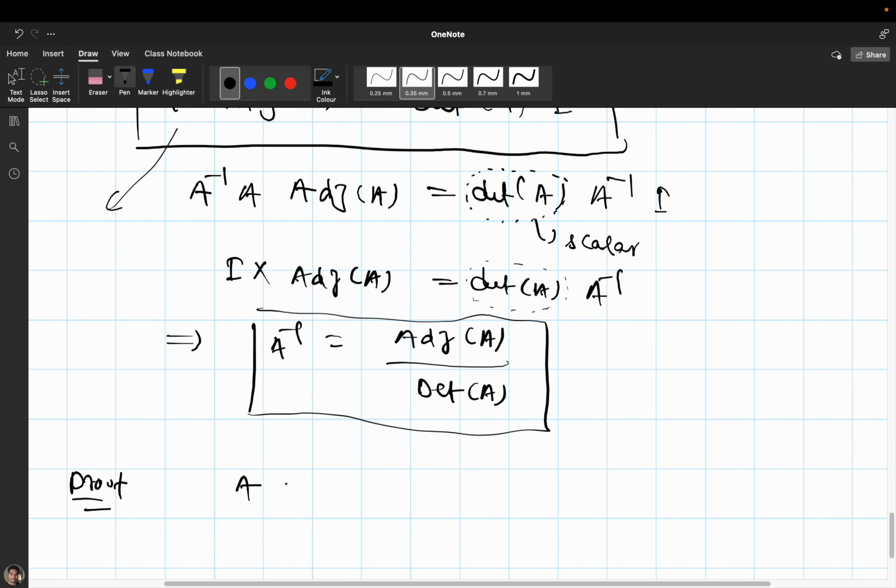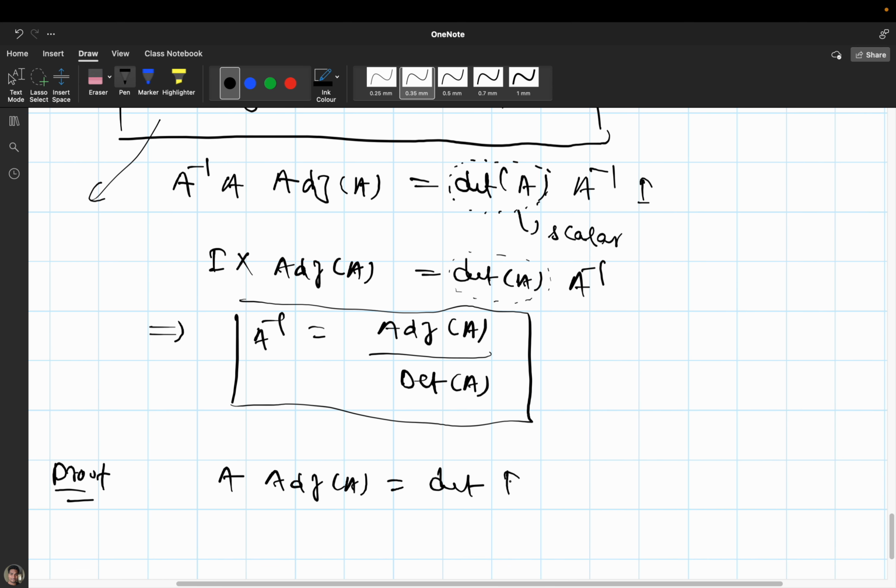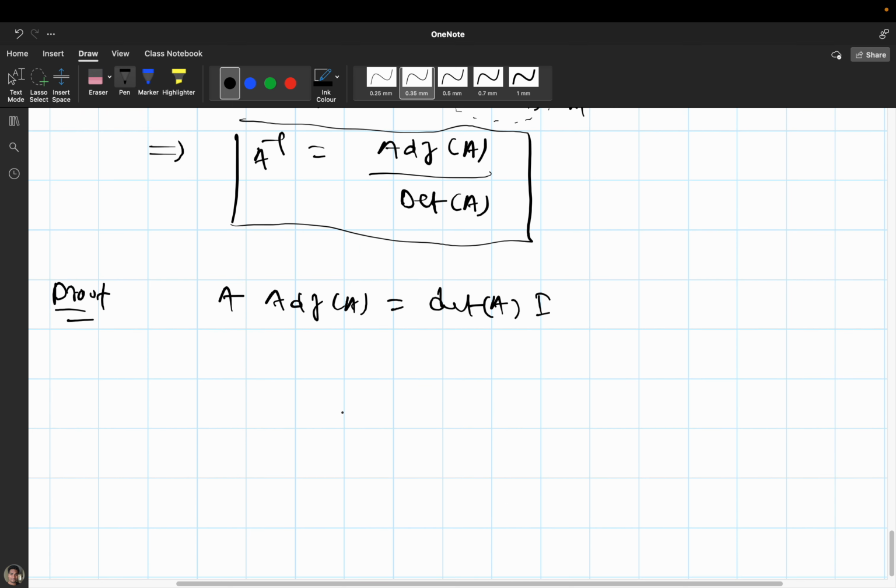How can I write A times adjoint of A equal to determinant of A times identity? Can you prove this? Tell me. Can you prove this? Or do you have any idea? Any method, sir? Take A as a 2 by 2 matrix, sir. Tell me, solve.